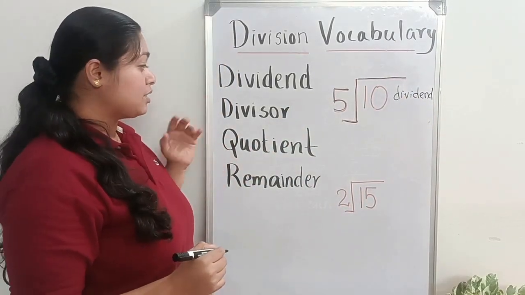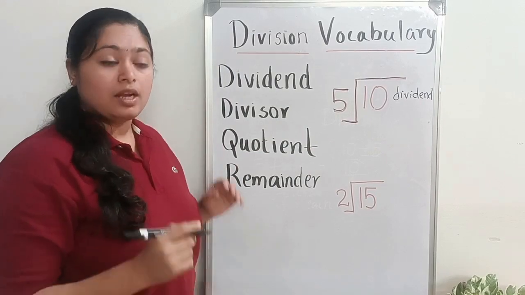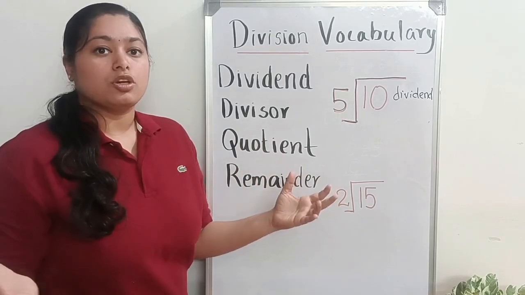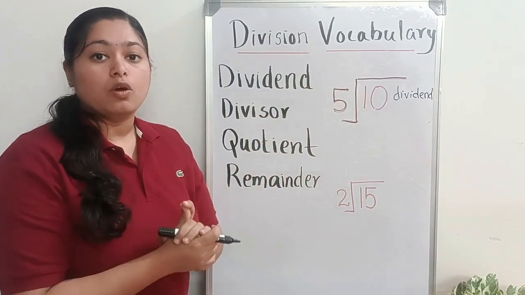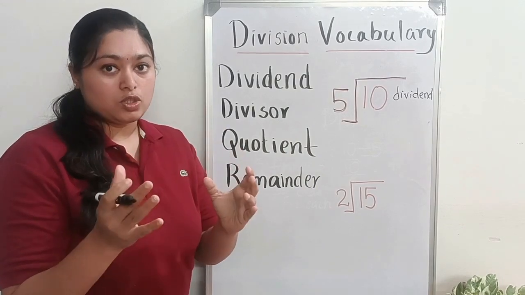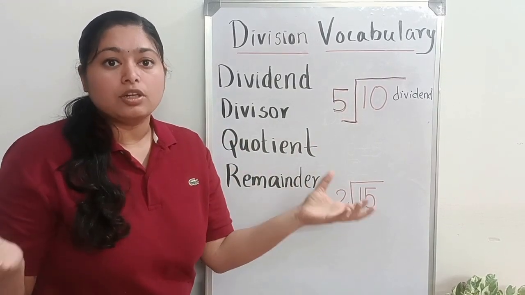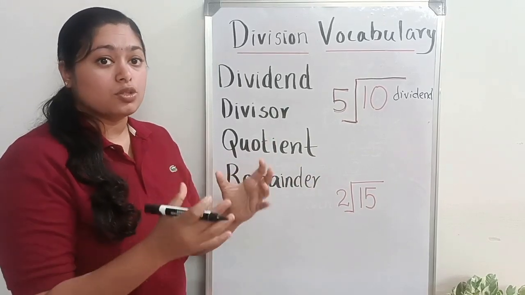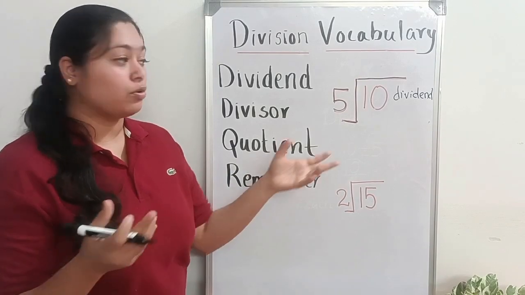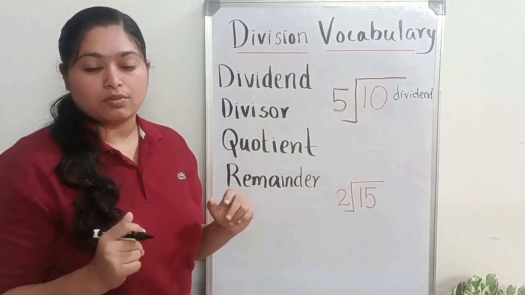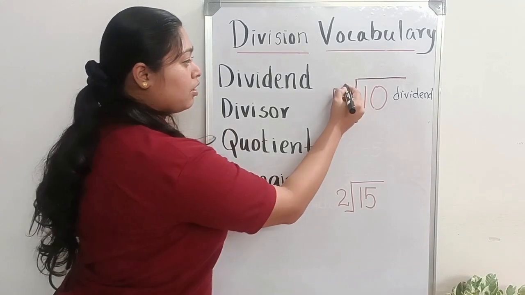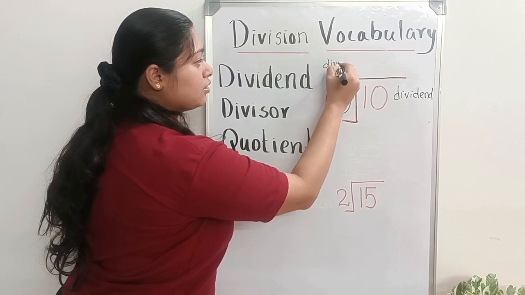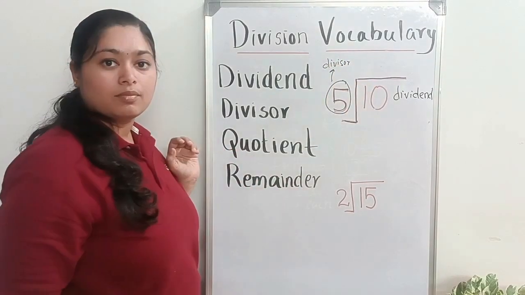Now, let's come to the second word, divisor. Divisor is the number of groups into which you want to share the dividend, which means you have 10 sweets, you want to divide it among your 5 friends, you want to share it with your 5 friends. So, the number of groups into which you have to divide 10, that is what divisor is, which means your 5 is the divisor in this case.